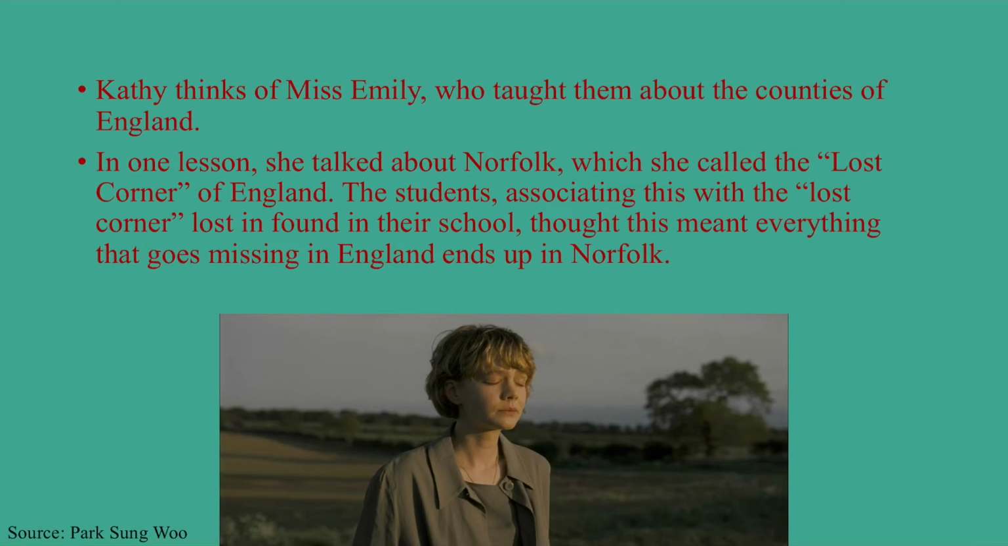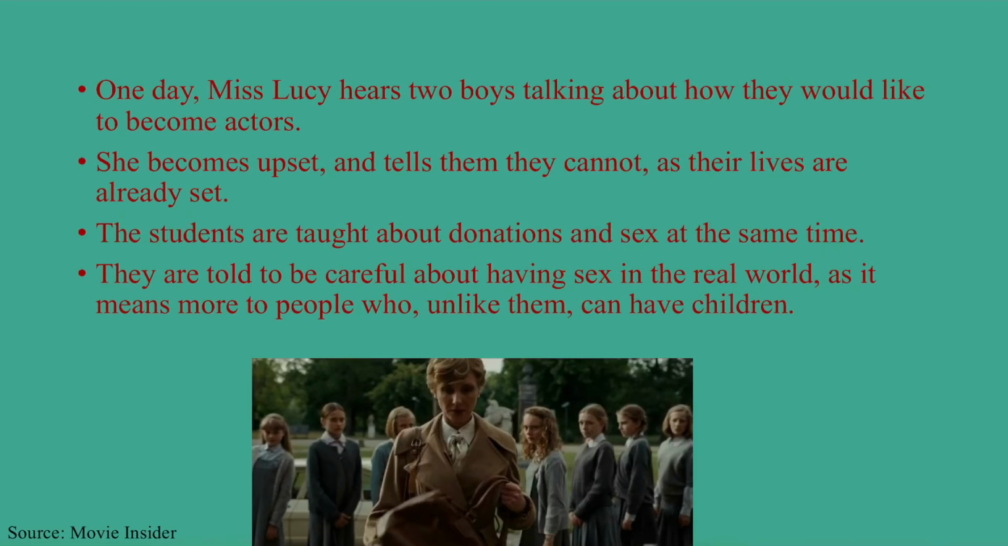Cathy thinks of Miss Emily, who taught them about the counties of England, and in one lesson she recalls that Miss Emily talked about Norfolk, which she called the lost corner of England. The students then associate this with the lost corner and the lost and found in their school, and they think that this meant everything that goes missing in England ends up in Norfolk.